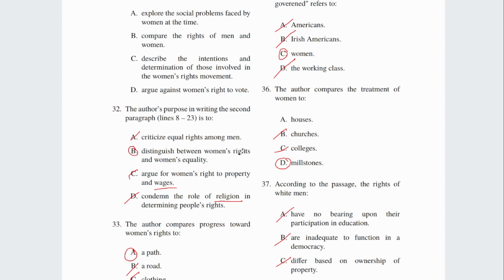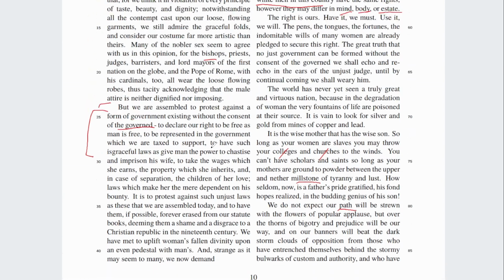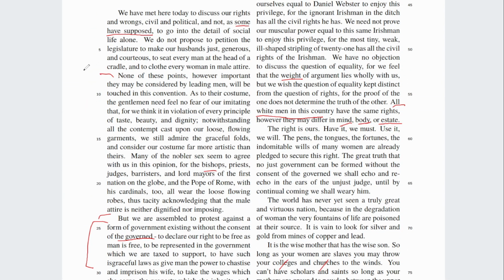Because this point of distinction between rights and equality is one that we don't really discuss today, right? This is a case where you're punished for bringing in your own outside knowledge, where we don't really distinguish between rights and equality, and where if you really just look at what is being said, you're not going to quite get there. You really need to read into it, and you need to see the structure from this paragraph to this paragraph to this paragraph.